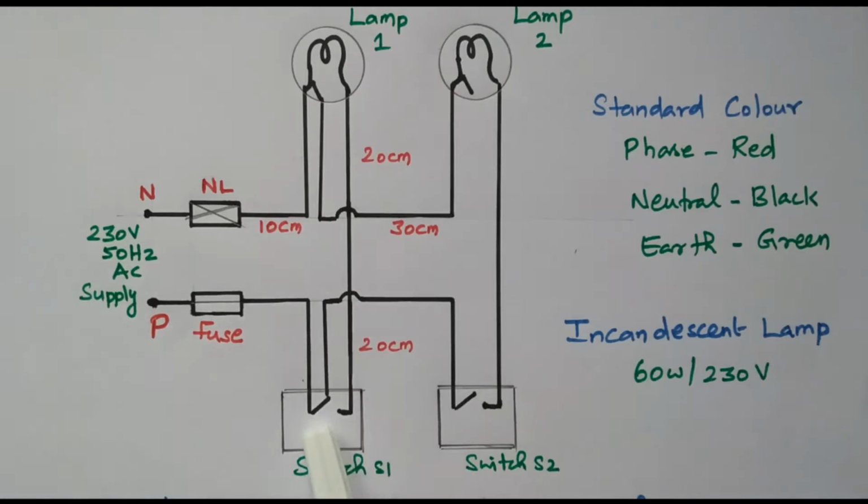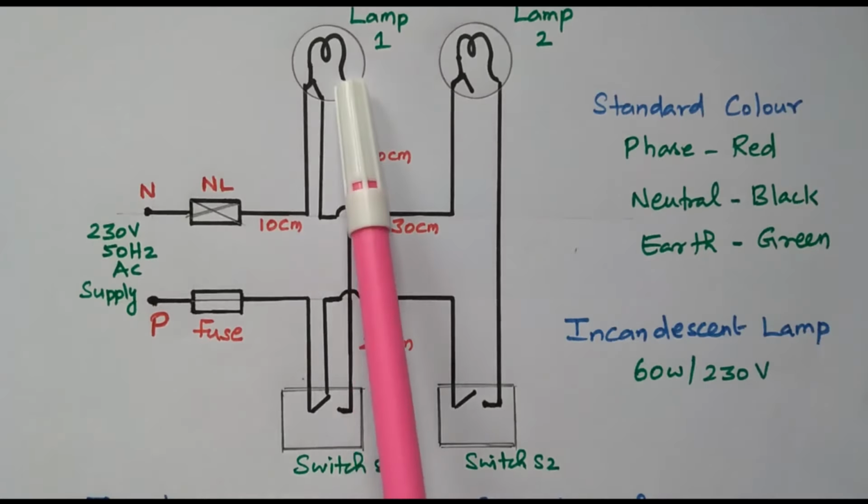Then it is given to the switch, one terminal switch is there. So if you turn on the switch, this connection will be made. Now it is in off condition. If you turn on the switch, this is connected. If it is connected, the phase will be given to the other end of the lamp.